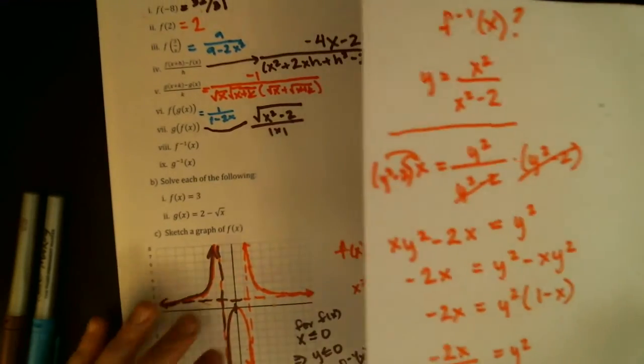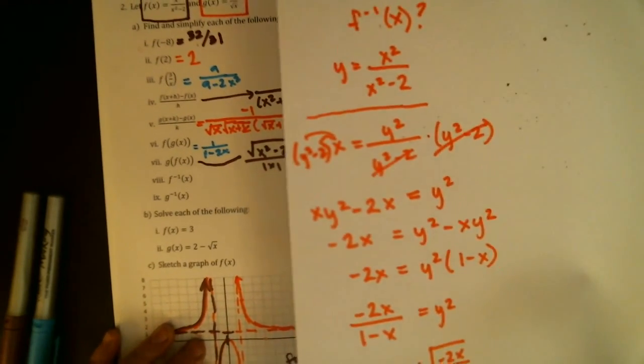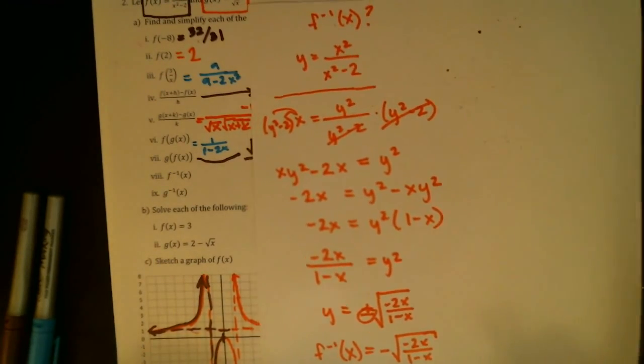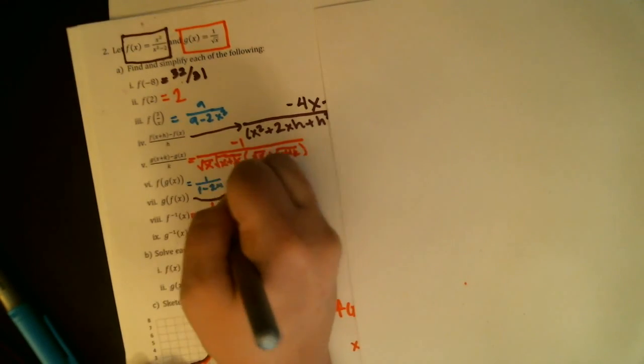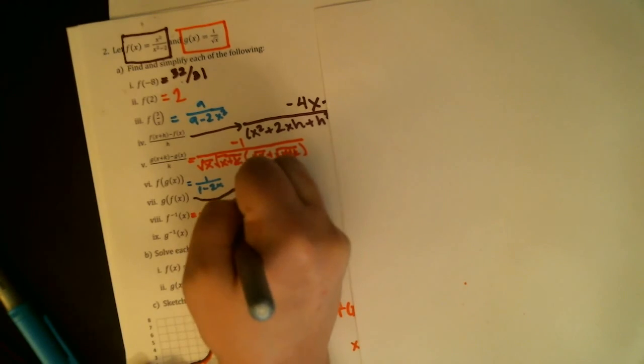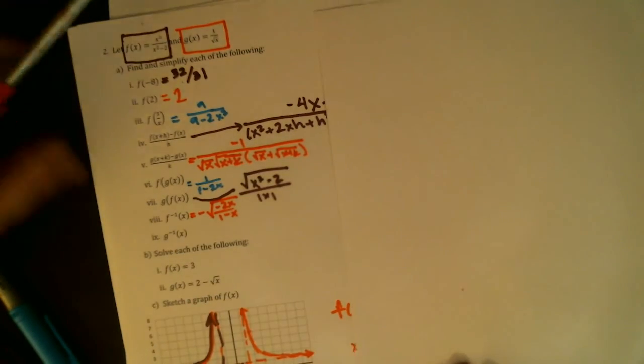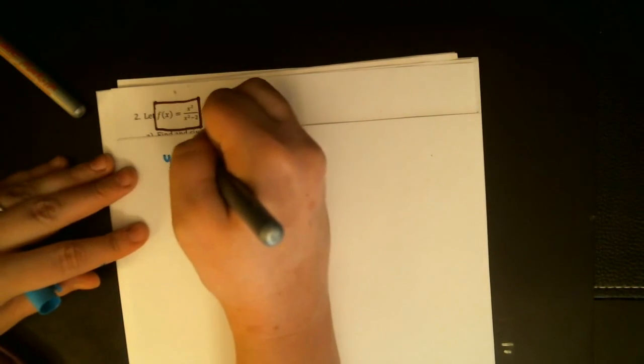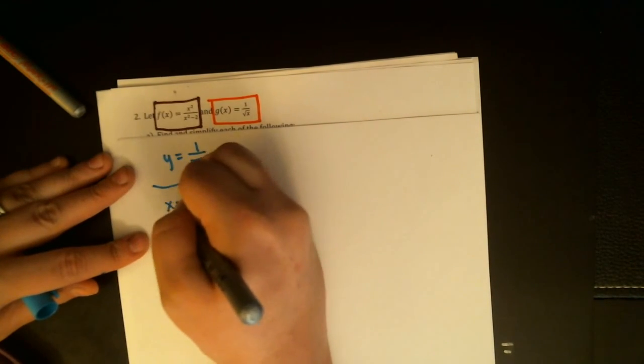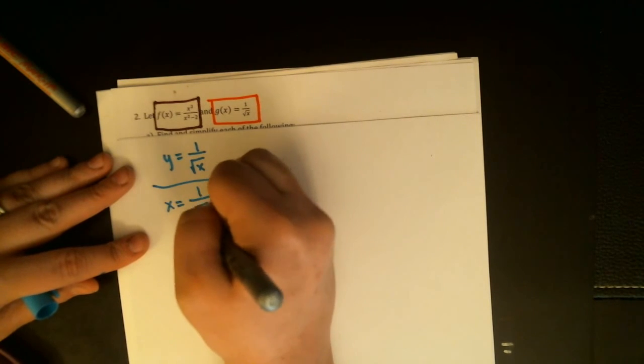All right, continuing with my monster problem. We're almost there. So let's find a g inverse, which I think, again, is much easier. I keep giving you the hard ones first. Oh, what was this? f inverse is a negative square root of negative 2x over 1 minus x. Okay, so for g inverse, g of x says that y is equal to 1 over the square root of x. So if we want to find the inverse, we're going to say x is equal to 1 over the square root of y.